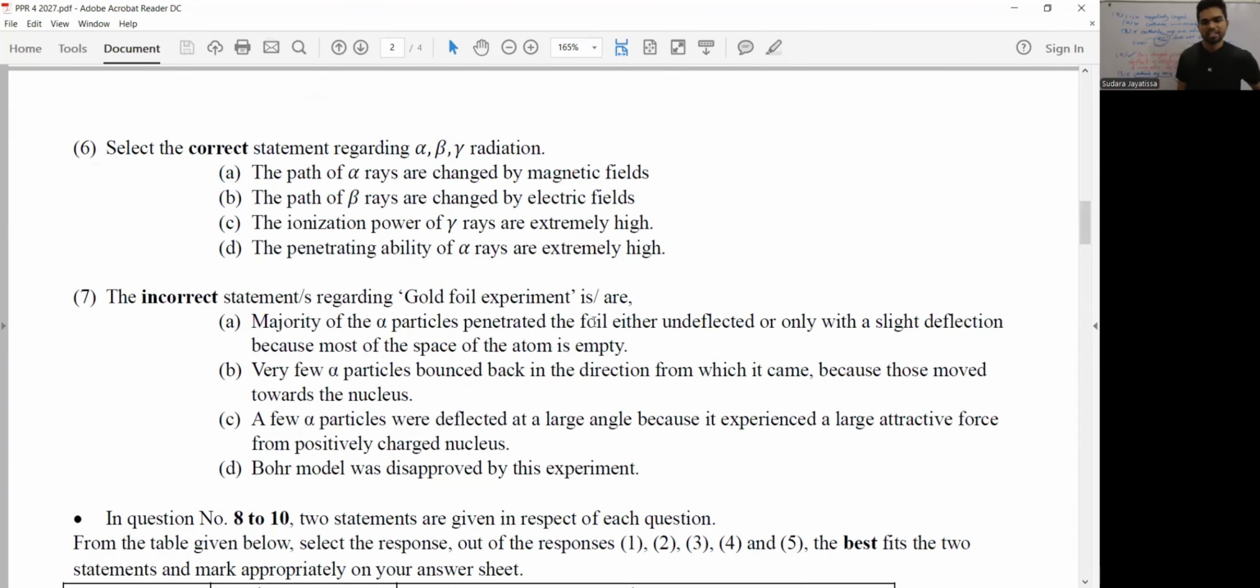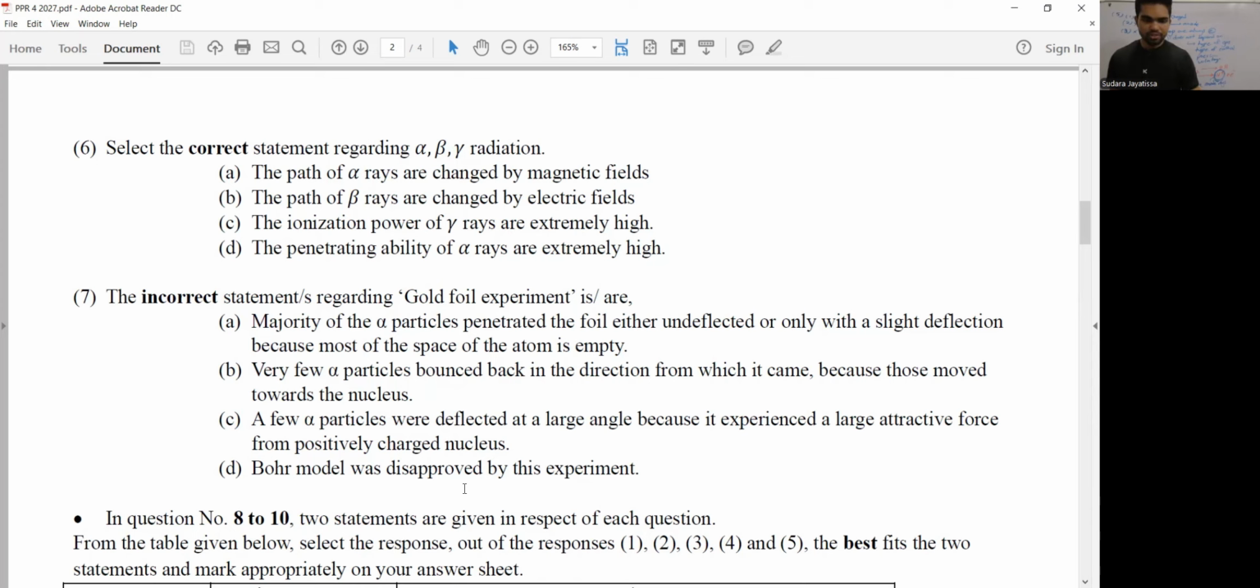It's a statement regarding alpha, beta, and gamma radiation. The path of alpha rays is changed by magnetic fields. That is true because charged particles will be deflected. The second one is also true in the same way. You can say A and B are correct, because charged particles deflect in electrical and magnetic fields.